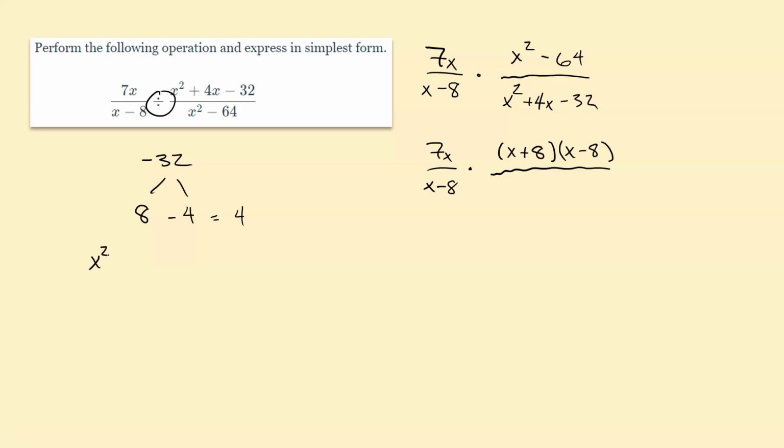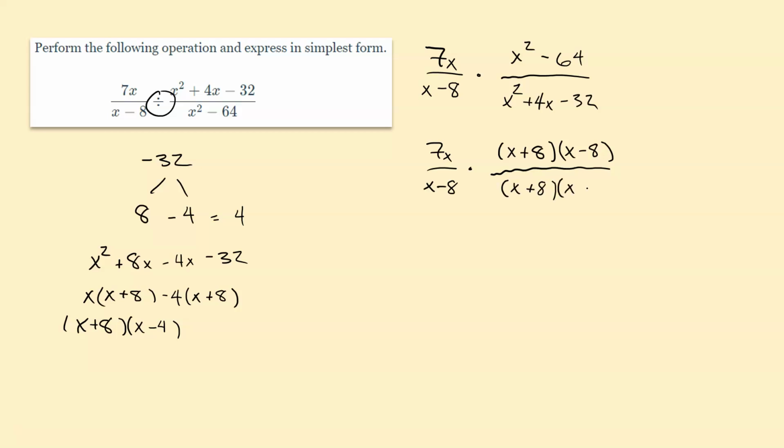So it would be x squared plus 8x minus 4x minus 32. Factor out x. We have x plus 8. Factor out the negative 4. You have x plus 8. Factor out the x plus 8, and you have x minus 4 left over. So our two factors are x plus 8 and x minus 4.